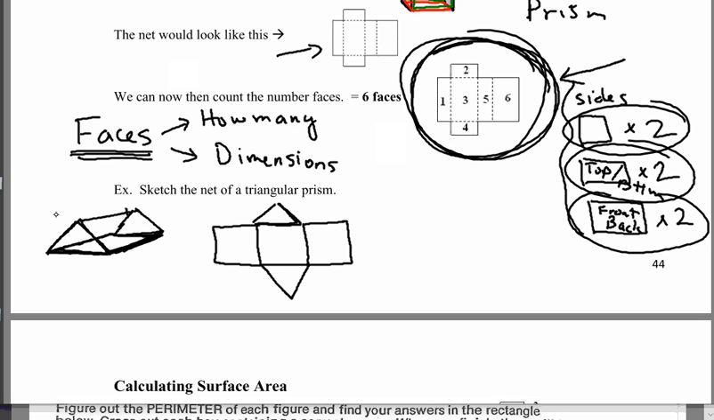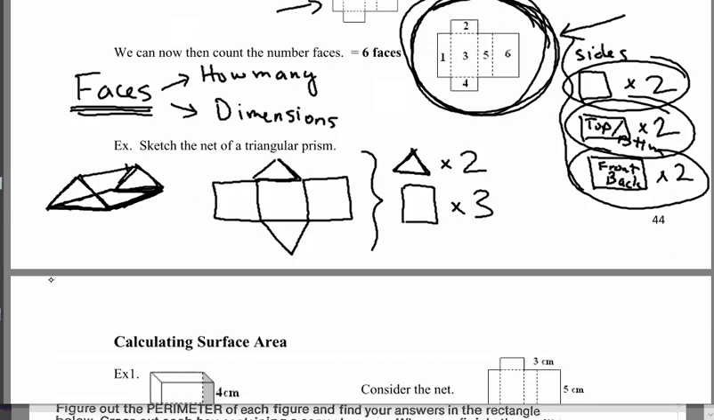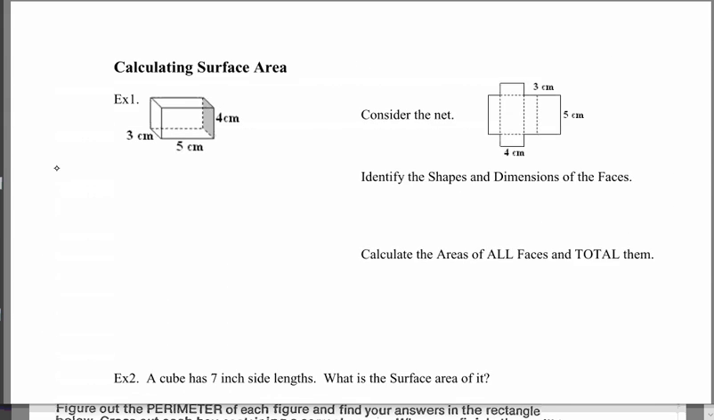But what's going to be important for me when we're looking at these? Know that there are two triangles that are the same. I can put triangle times 2 because they're congruent, because those are my bases. And then I have 3 rectangles. So let's take a look at some examples on the next page.